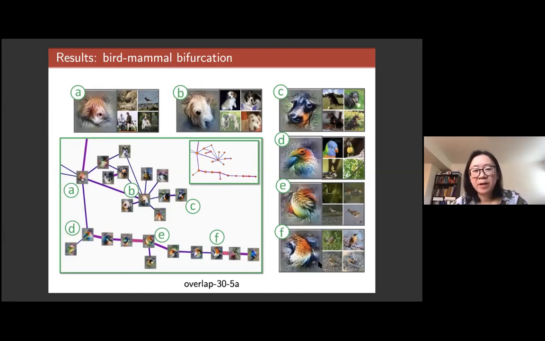So this is the second bifurcation example, which we call the bird and mammal bifurcation. If you start with a point, the cluster D, again, each of the images, the feature acquisition, yes. So the question is, how were the patches chosen? Is the same patch chosen across images? No, they are randomly sampled.